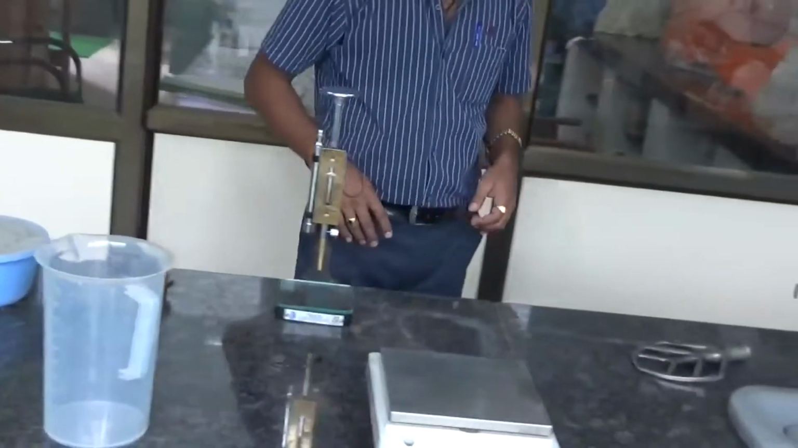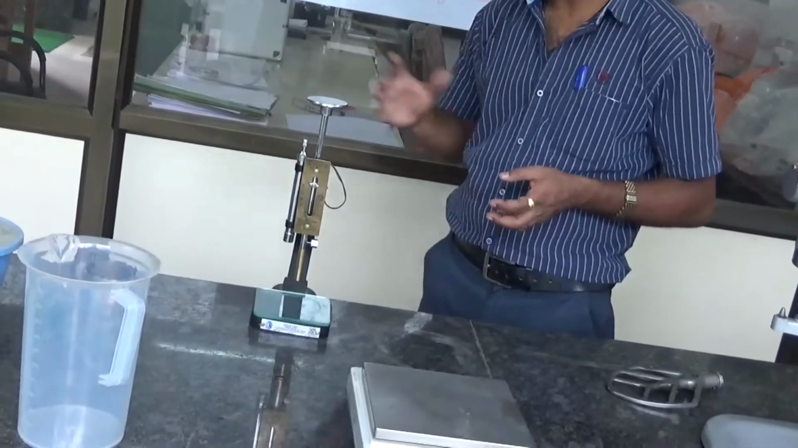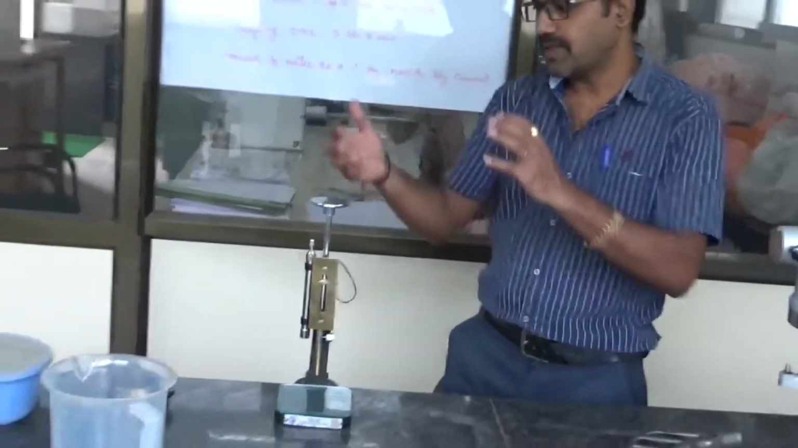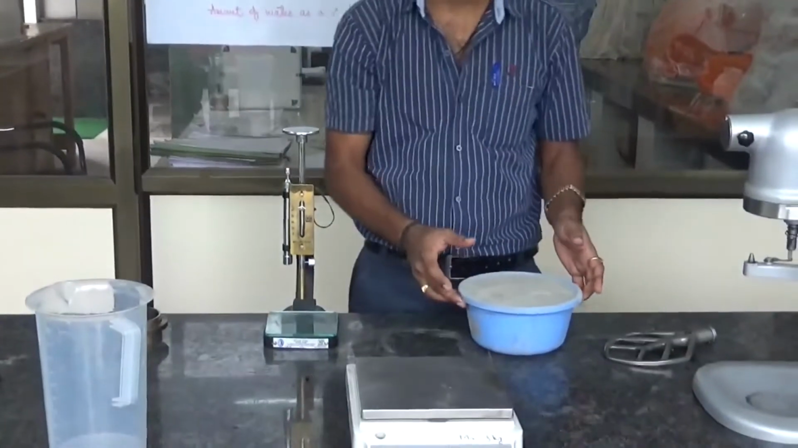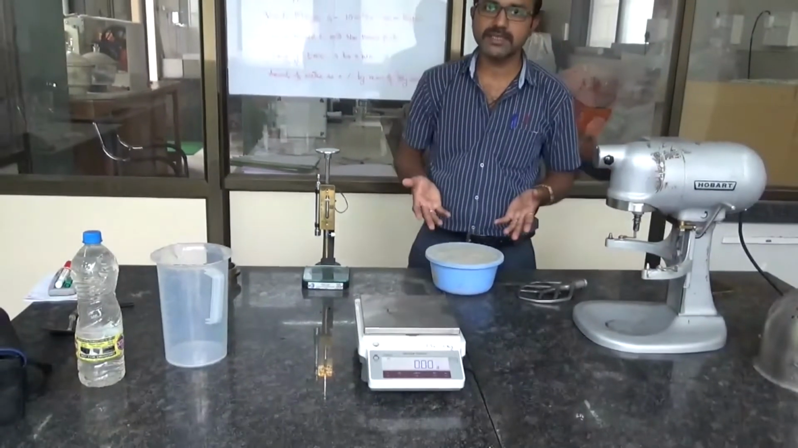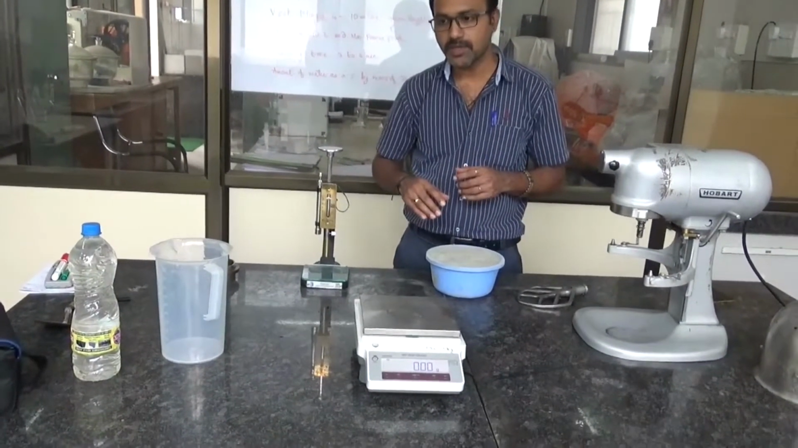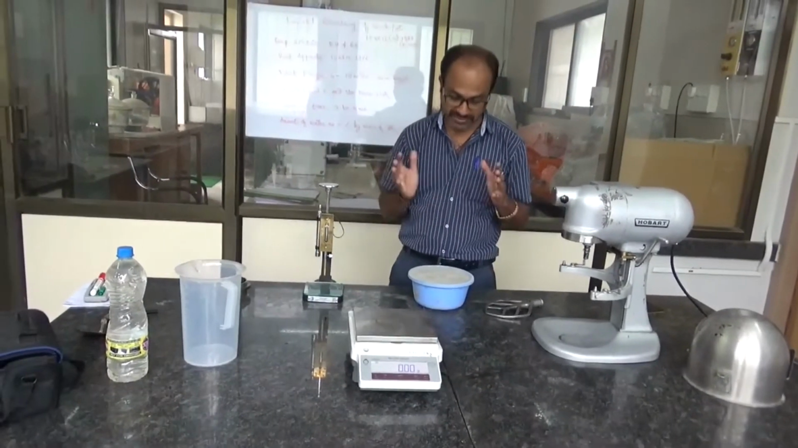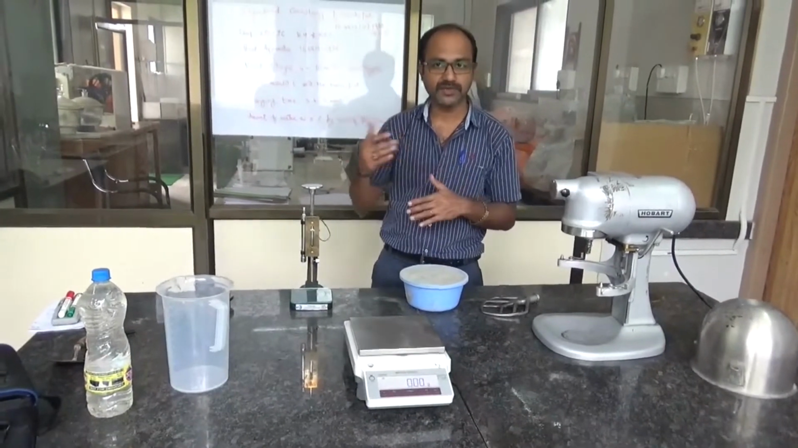Now the next step is the preparation of the cement paste. This is my PPC cement, and I don't know what the standard consistency of this cement paste is. So generally we should start from 25%. With 25% of the water we are going to start.